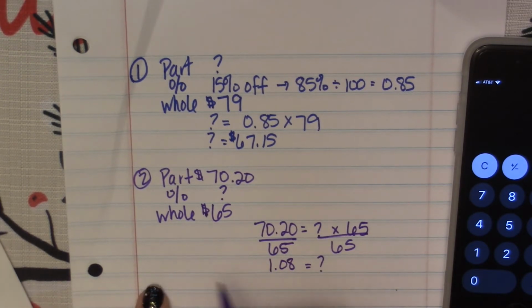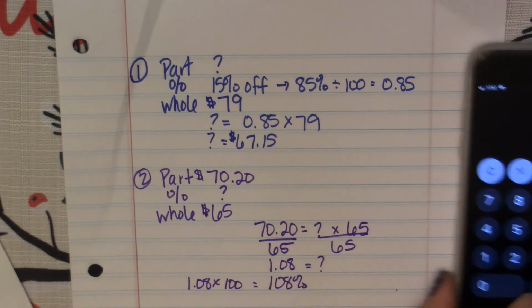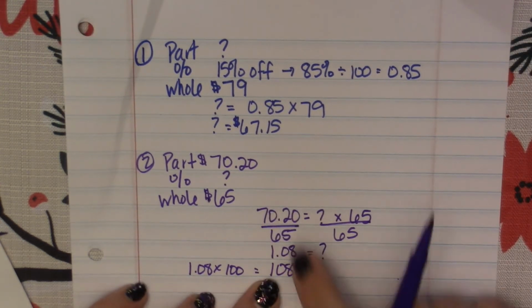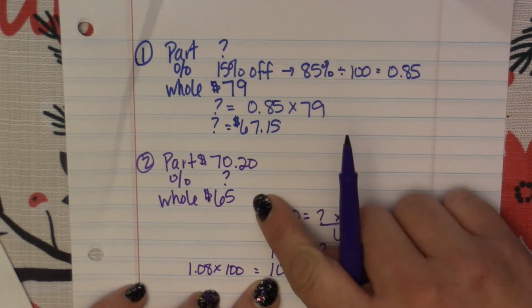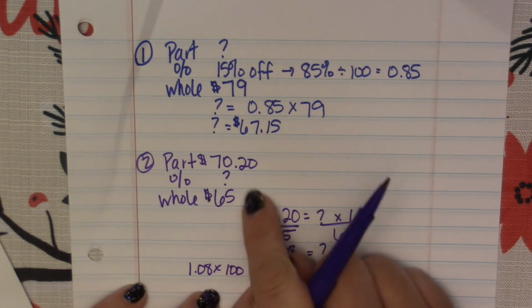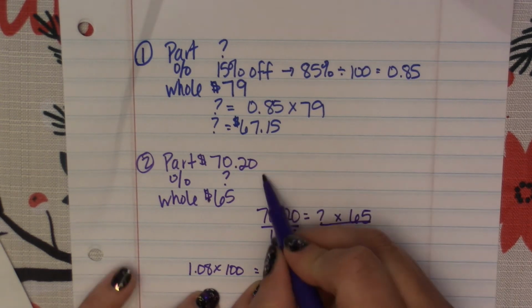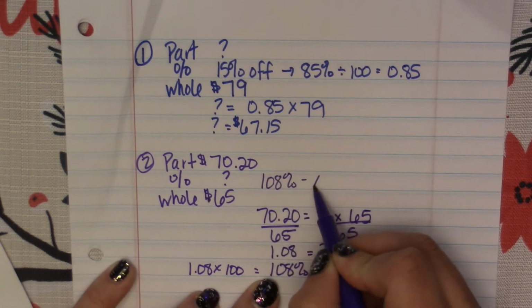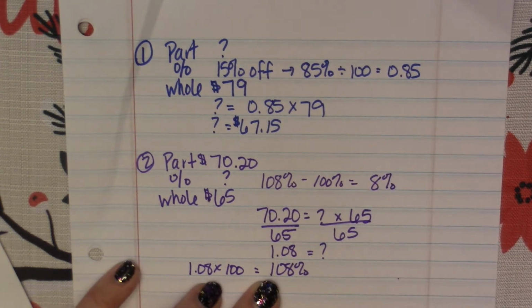So to change a decimal to a percent, we multiply by 100, and we get 108%. Now, that's not quite our final answer. This 108 is the part. So this $70.20 is 108% of this. So we want to know the markup from the whole. Remember, our whole is 100%, so we need to take out that original 100%. So 108 minus the original gives us a markup of 8%.